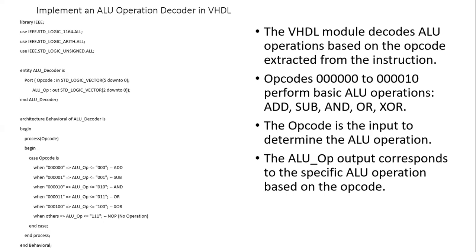Then 001 is going to subtract. Then 010 is going to be the AND operation, then the OR operation, then the exclusive OR operation. And when we get any other value other than these, it's more like your if statement, where you say else: if everything in the if is not seen, then else, no operation. Then we close the case, then we end the process, then we end the behavior, which is the architecture.